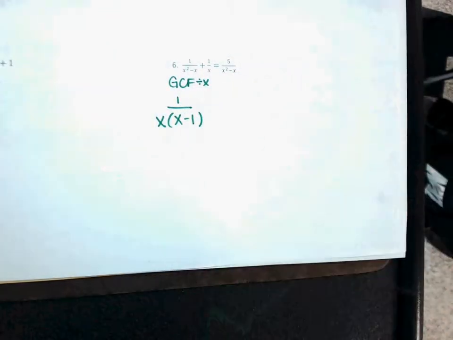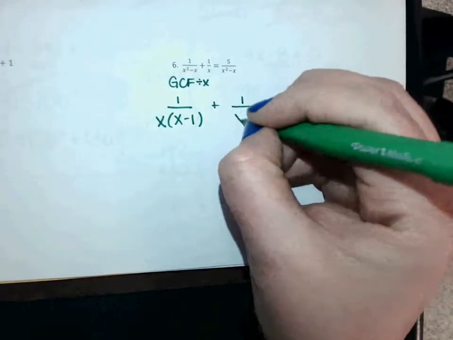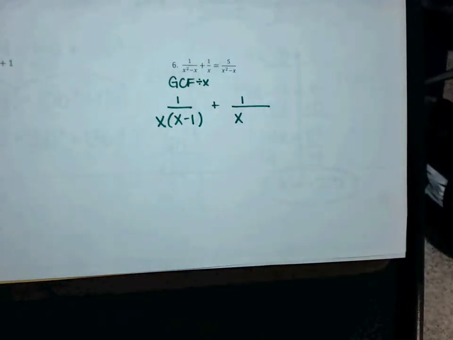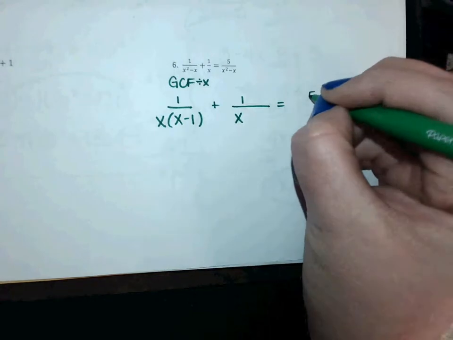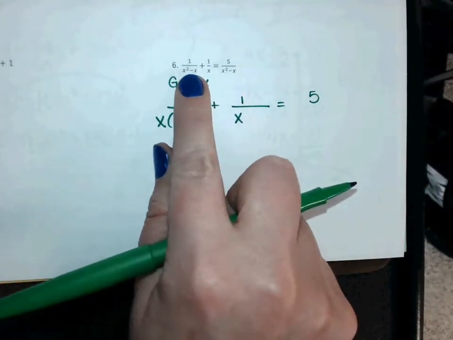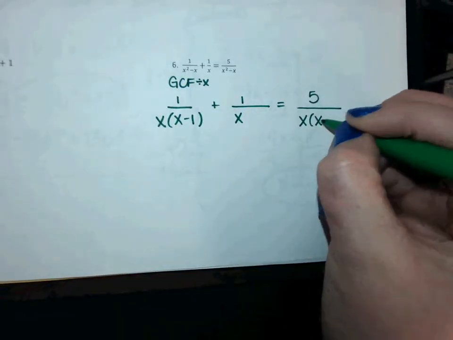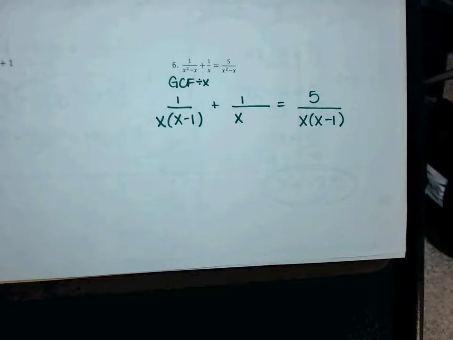Good? Okay, plus, leave a little bit of space. 1 over x equals, and now look, this is the exact same bottom that I already had over here. So when I write it, I'm going to split it up the same way, an x and an x minus 1. Okay, then you look across the bottoms to see who doesn't match, and how do we make it match? Middle fraction needs a what?